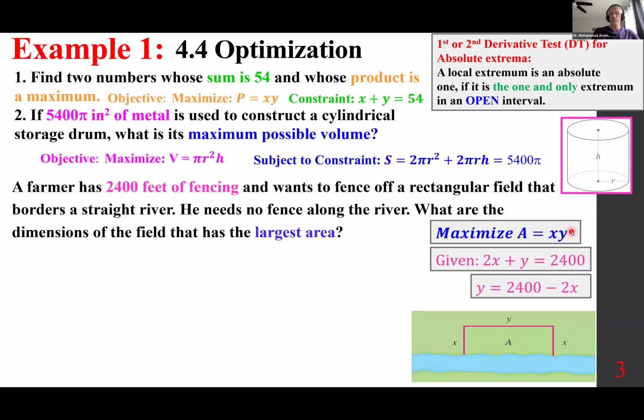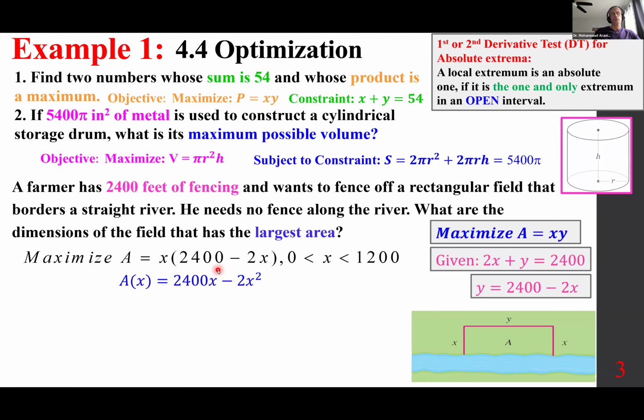You put it into A, and it becomes a function of one variable now. A is x times 2400 minus 2x. And x must be between 0 and 1200. Why is that? Because first of all, x represents a dimension, so it must be positive. Secondly, if you set this one equal to 0, x becomes 1200. Why is it less than that? Because if you pick a number larger than 1200, this becomes negative. And so A of x is 2400x minus 2x squared.